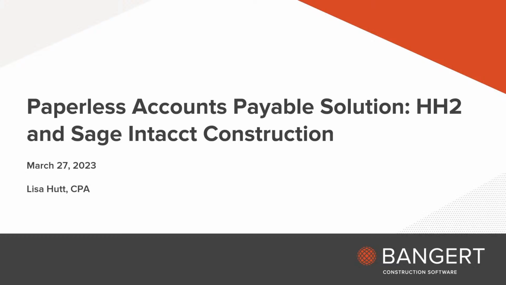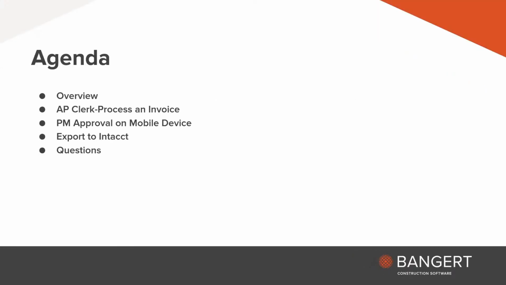Paperless accounts payable with HH2 and Sage Intacct Construction. So we're going to go over an overview of how the two systems work together. We're going to look at how accounts payable will process the invoice. And then we're going to look at it from the project manager perspective, how they approve it on their mobile device. And then we're going to show you how it exports to Intacct.